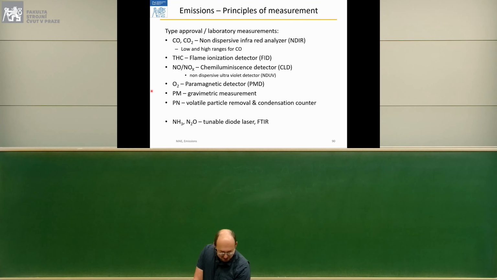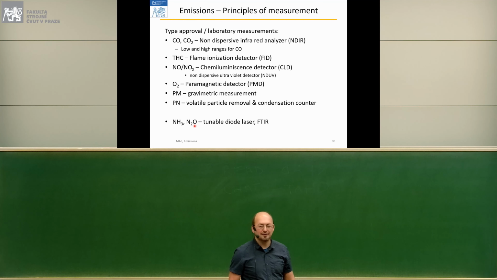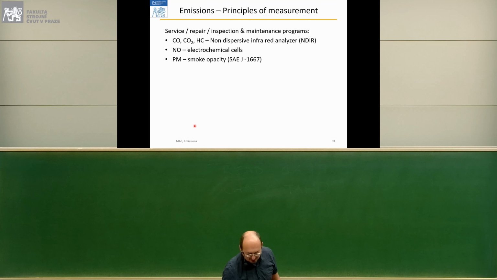You will see very soon in legislation, and this is already in some heavy-duty vehicle legislation, ammonia can be measured with tunable diode laser or with FTIR analyzer, and nitrous oxide, N2O, currently, tunable diode laser is in consideration, and I believe that measurement will also be possible with FTIR or possibly other infrared spectroscopy.